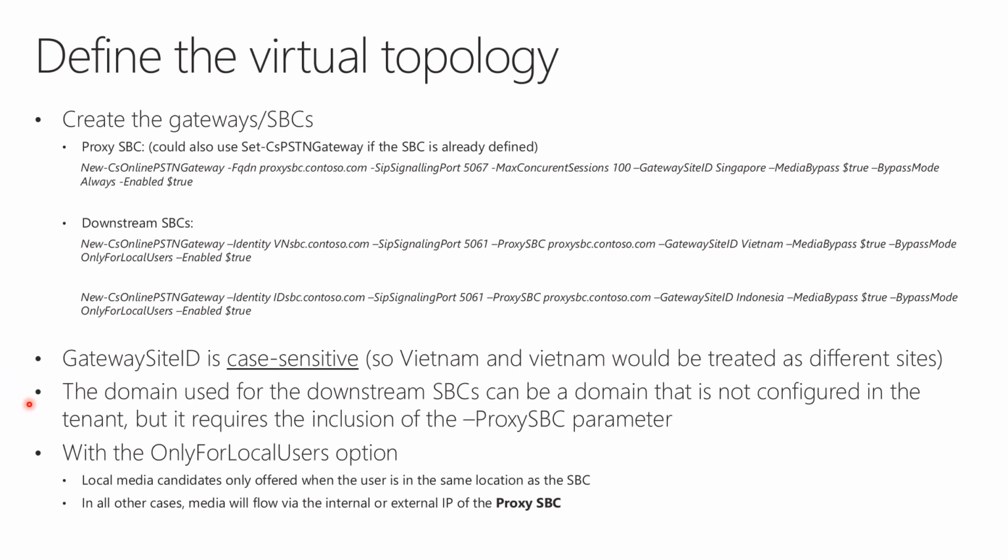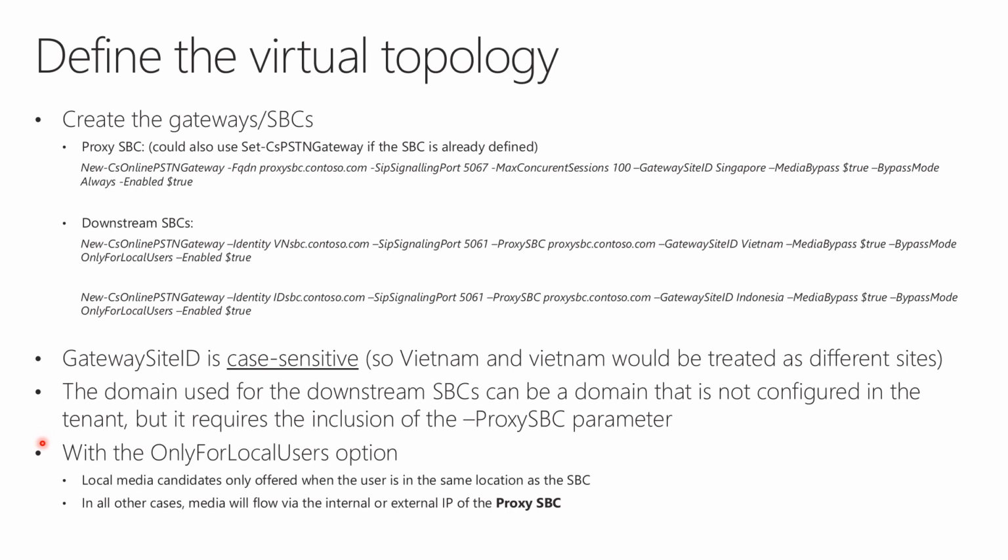The domain that you use for the downstream SBCs, right? Here I have .contoso.com. That actually can be a domain that maybe isn't even configured in the tenant, right? Maybe it's vnsbc.contoso.local for whatever reason. That's fine. You can use that as long as you use the -proxy SBC parameter. If you forget this and you try to put a name in here that doesn't match the domain list that we have in the tenant, you're going to get an error.